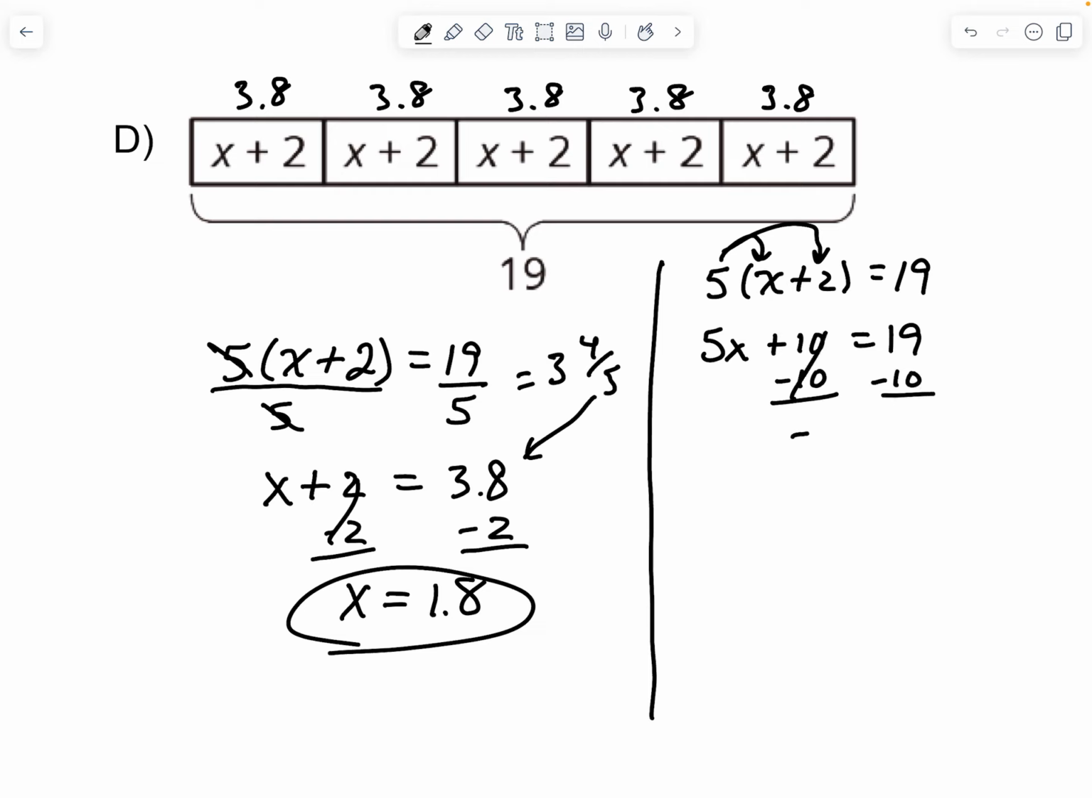And then we bring down our 5x equals 19 minus 10 is 9. And now we divide by 5. And we get our 1 4/5, which is equivalent to 1.8. So there's 2 ways you can do it. There's actually less steps if you leave it in groups and divide first. But that's taking a tape diagram, writing an equation, and solving the 2-step equation.